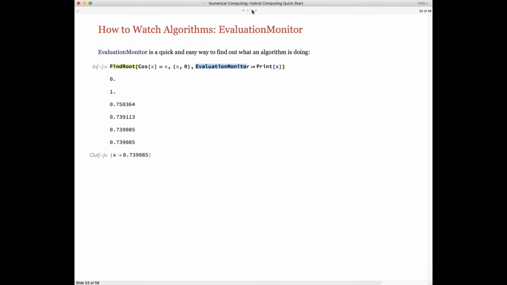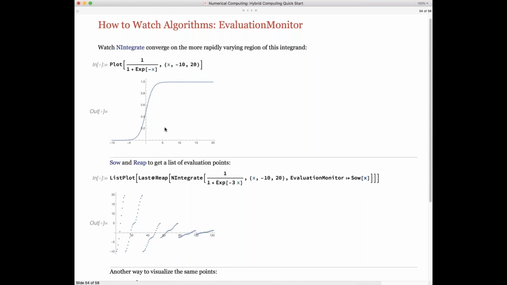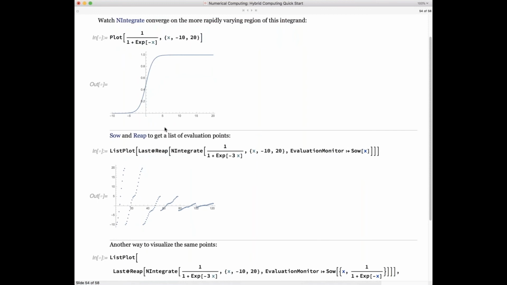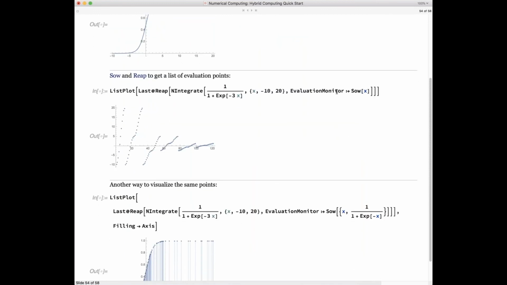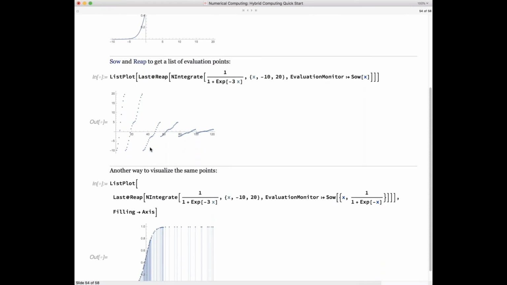If you want to get a list of the points sampled or visited by a numerical method, then Sow and Reap are a good choice. Let's watch NIntegrate converge on the more rapidly varying region of this integrand near x equals 0. At each evaluation, we sow the value of x, and at the end, we reap the result and plot them. You can see the convergence of the adaptive method to the most rapidly varying region of the integrand near x equals 0.